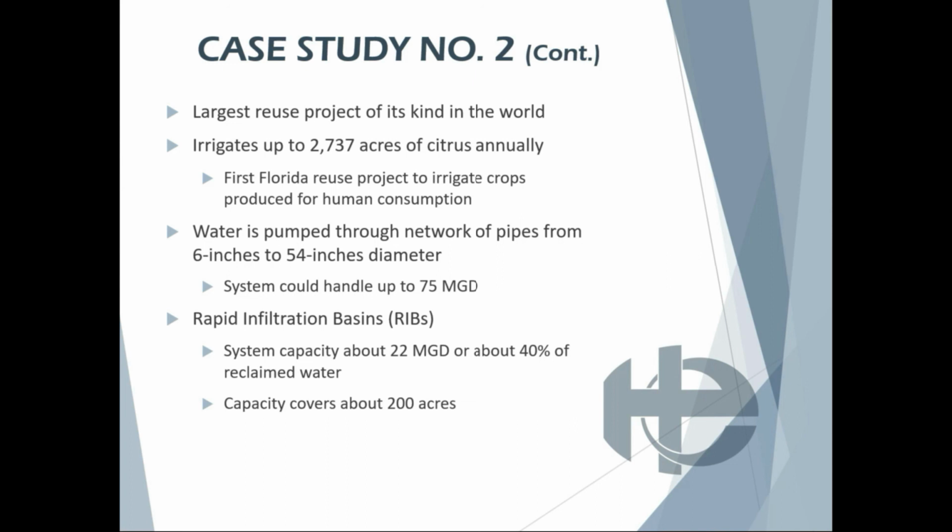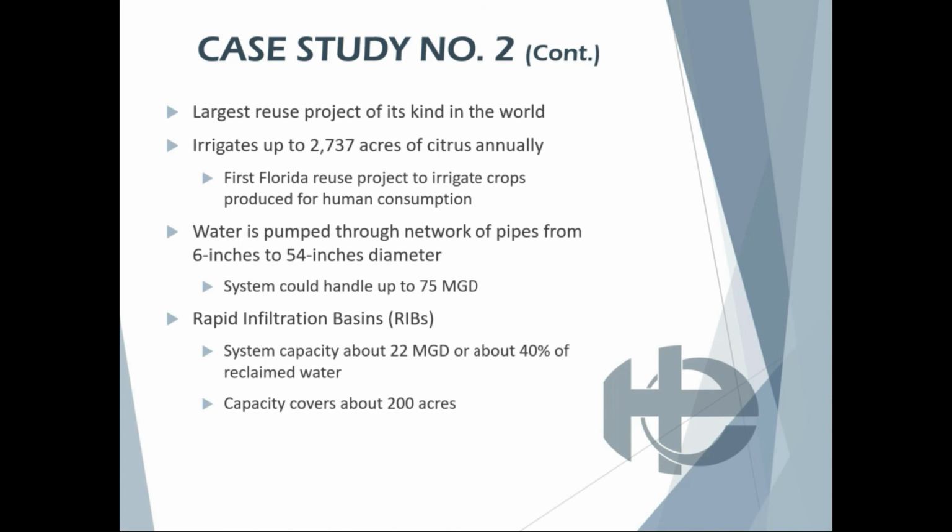It's not a direct application, kind of an indirect, but those citrus crops were the first types of crops that could be used for human consumption. There is a network of pipes anywhere from 6 inches to 54 inches in diameter that directs the water from the treatment plants to the citrus fields. That system could currently handle up to 75 million gallons per day without further expansion. Remember, their goal was to try and achieve upwards of 80 million gallons. Some expansion will be necessary down the road if and when they achieve that capacity.